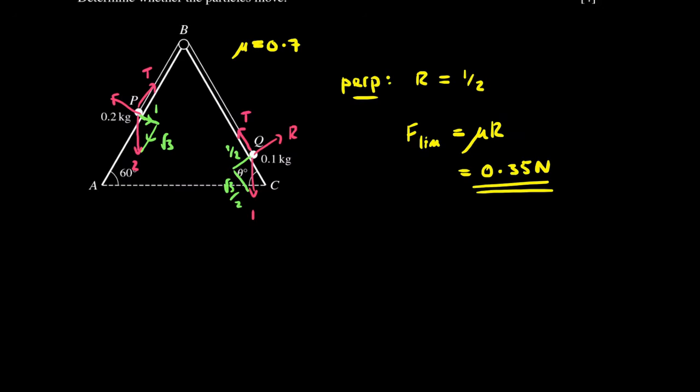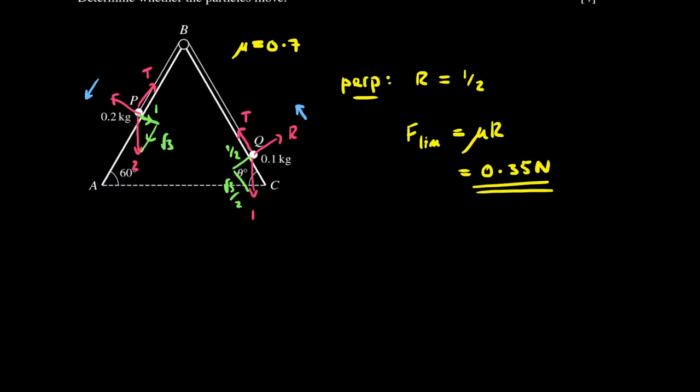So we just got to ask, well, which one of these is bigger? Is it root 3 or is it root 3 upon 2? Well, it's root 3, isn't it, right? So basically, we know that if the particles are going to move, then the direction they're going to move is going to be P down the plane and Q up the plane, right? Because this component of the weight is bigger than this component of the weight, okay?